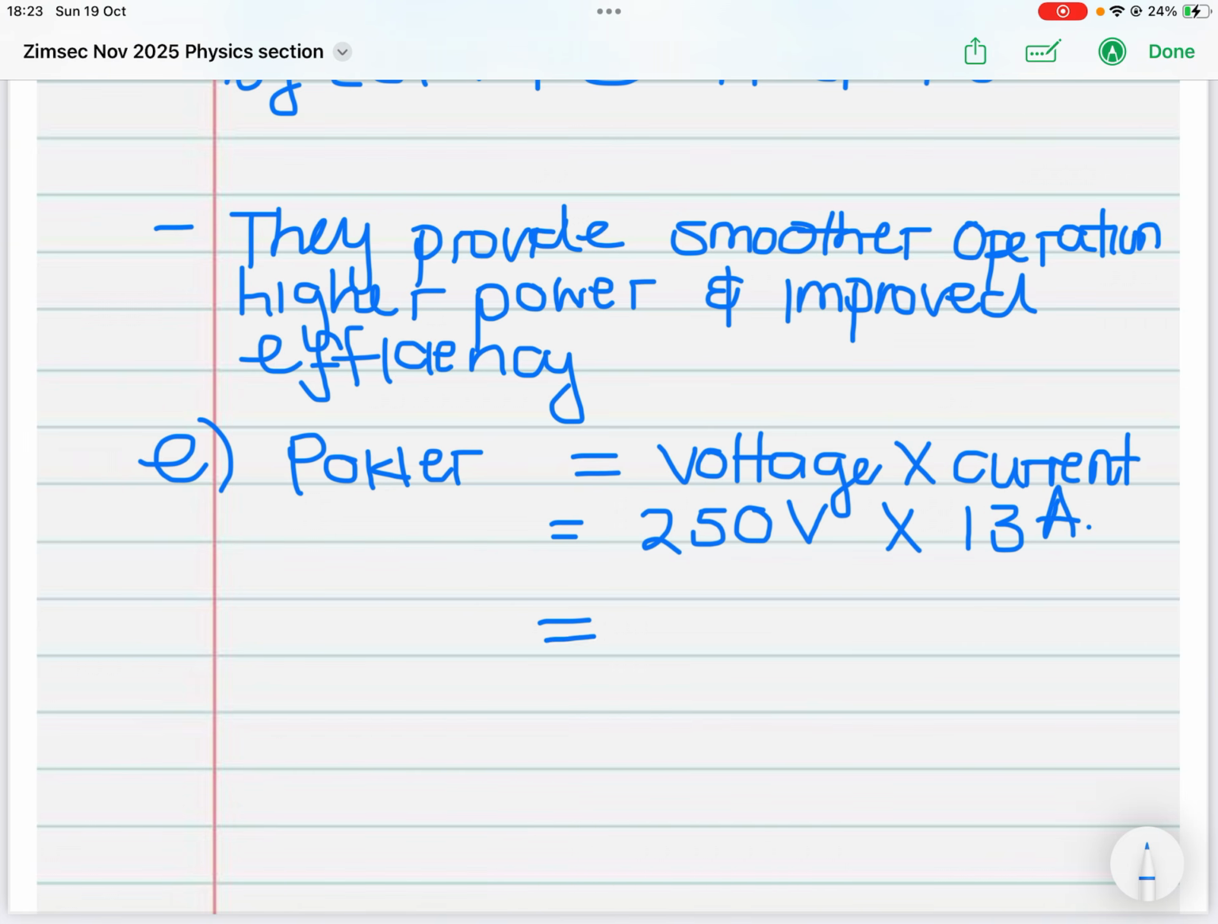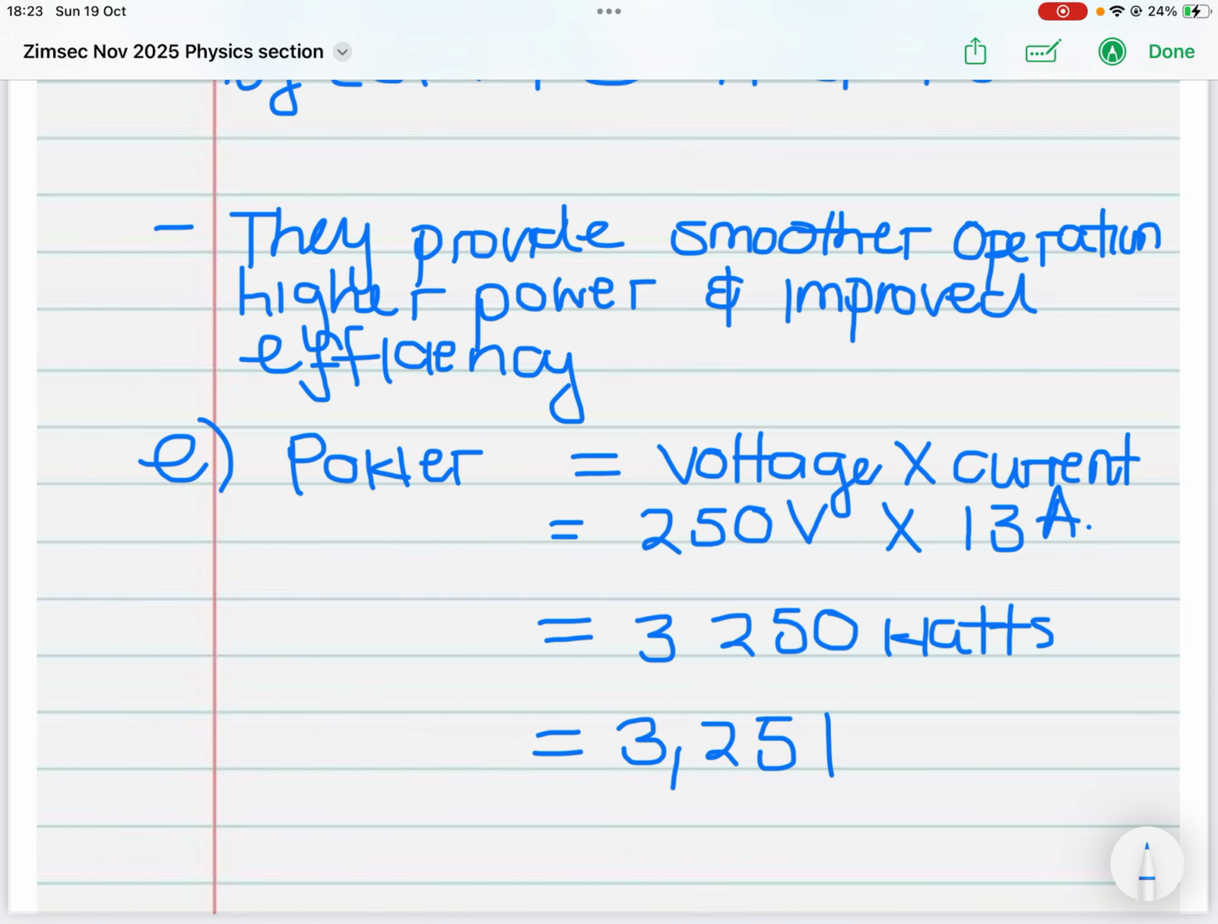So we say 250 times 13, we are going to get 3,250 watts. So either we write in watts or we write in kilowatts. To convert from watts to kilowatts, we just need to divide by 1,000. So our answer is 3.25 kilowatts.